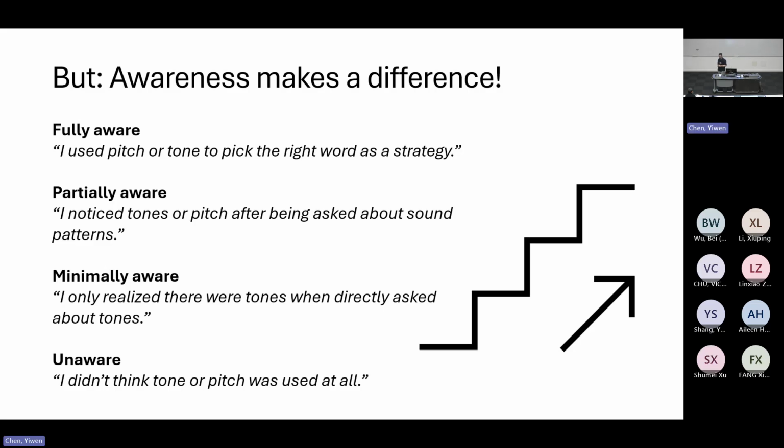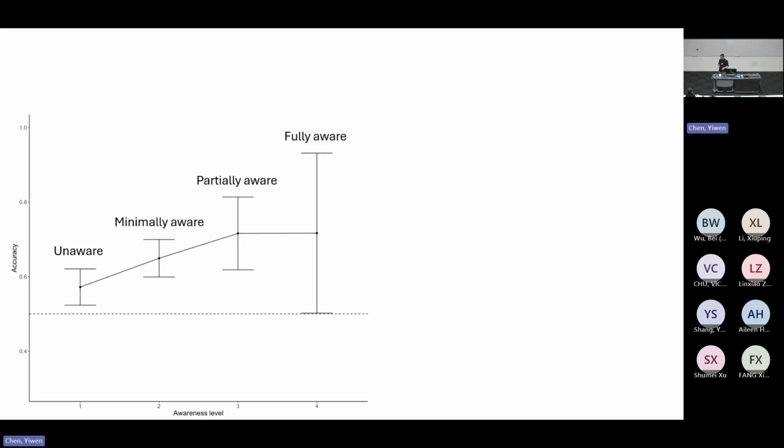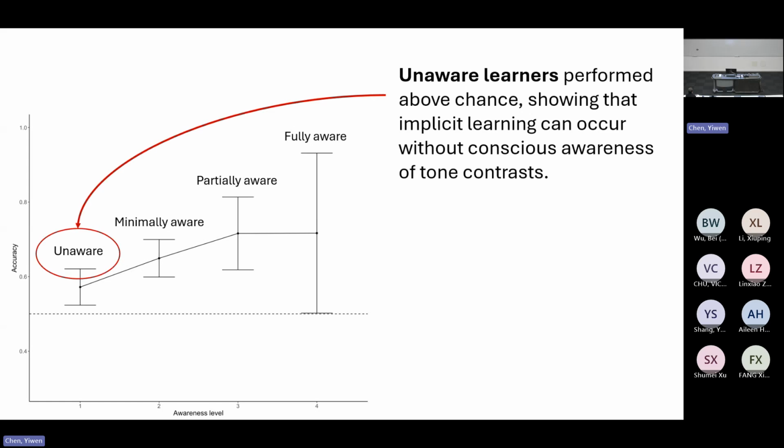So does that make a difference in terms of learning? And this is what we can look at now. What this shows you is, for the different awareness levels, unaware, minimally, partially, and fully aware, the average accuracy in the task. What you see here first is that people who are unaware, who say, no, I didn't notice anything about tones, they still perform above chance. There's still a learning effect. They still learn.